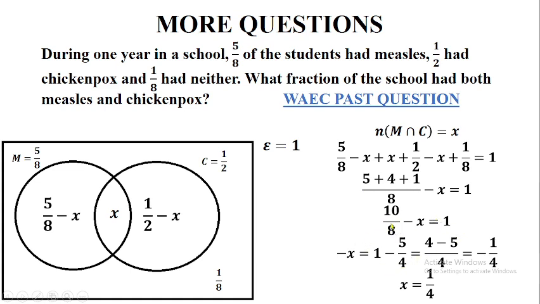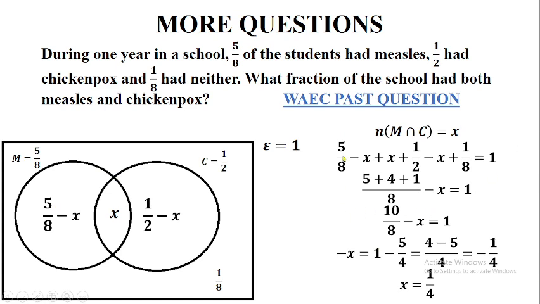Then from there you can reduce this. 2 can go in 10, 2 can go in 8. That is 5/4. Then take 5/4 to the other side. That means you have minus x equals to 1 minus 5/4. Collect like terms on the right hand side as well. The LCM is 4, and that will give us 4 minus 5 over 4, which is minus 1 over 4. Then minus can take care of minus at both sides. Our x will be 1 over 4. So that means the fraction of the school that has measles and chickenpox is 1 over 4, which is quite simple as well.